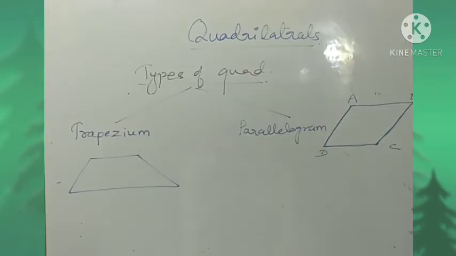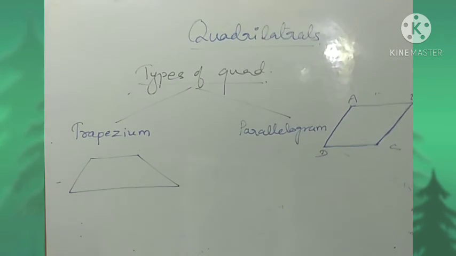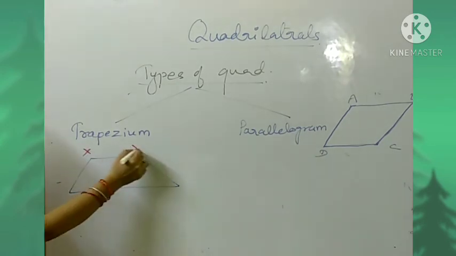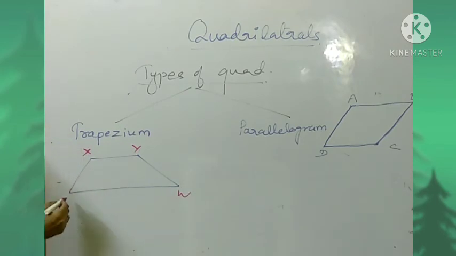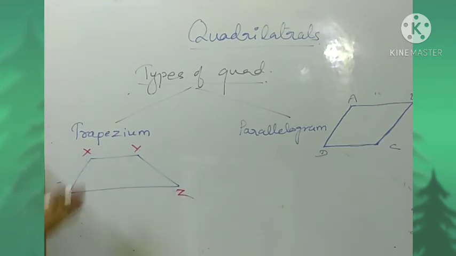The next topic is the types of quadrilateral. The first type is the trapezium. So what is a trapezium? Trapezium is a quadrilateral in which one pair of opposite sides is parallel. Now this figure is representing a trapezium. A trapezium is a quadrilateral. What is it? It is a closed figure and a four-sided figure in which one pair of opposite side is parallel.